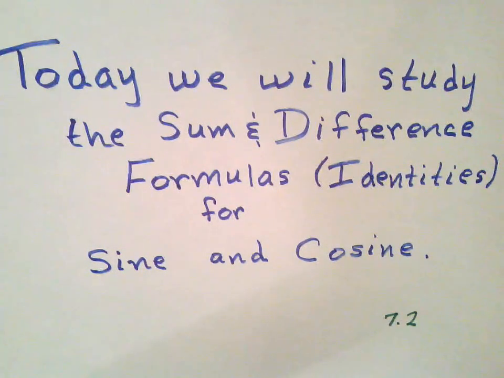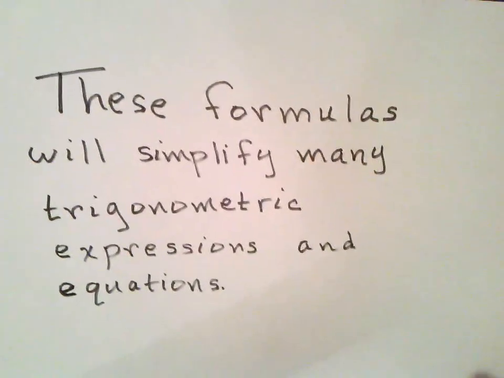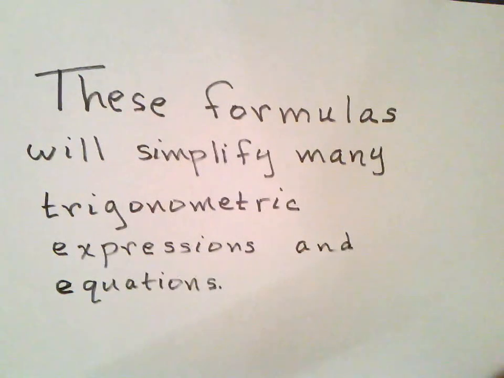Today we will study the sum and difference formulas, or they might be called identities, for sine and cosine. And the section is chapter 7.2. These formulas will simplify many trigonometric expressions and equations.